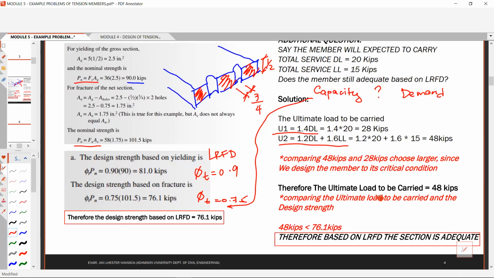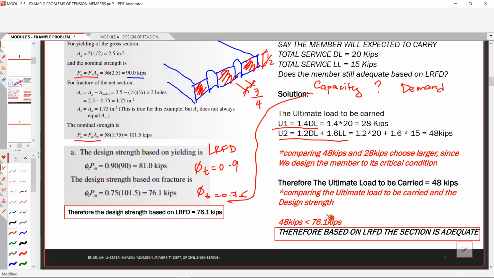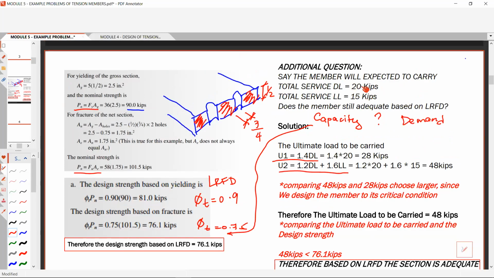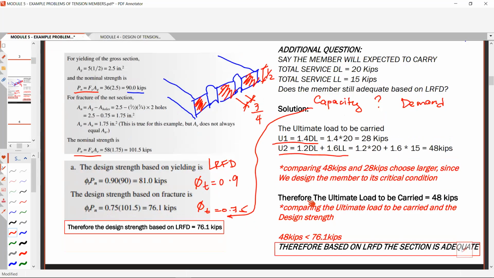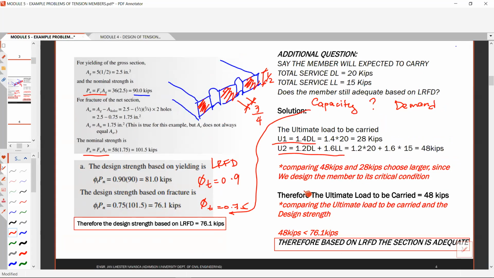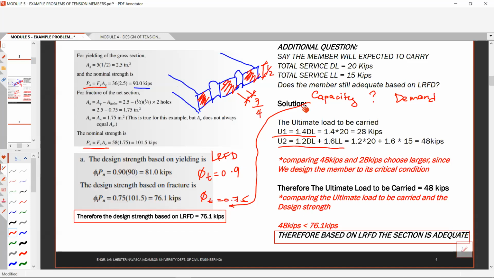So the ultimate load to be carried is 48 kips, and comparing that demand load of 48 kips to the design strength, that is 76.1 kips, what can we say? Since the capacity is greater than the demand load, we can say that based on LRFD, our section is adequate to carry this 20 kips dead load and 15 kips live load. That is how you design steel tension members or any structural sections. Just compare the demand to capacity.